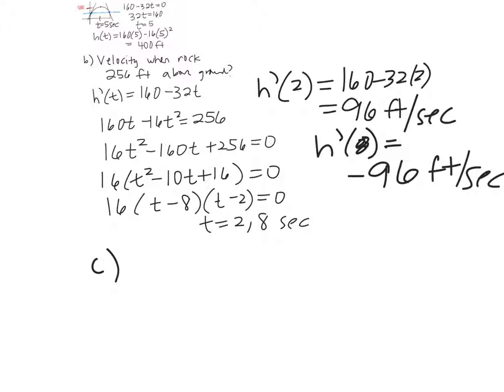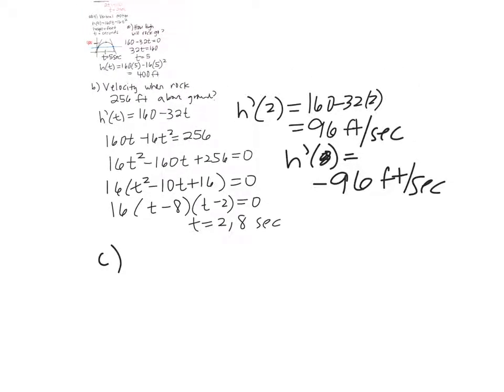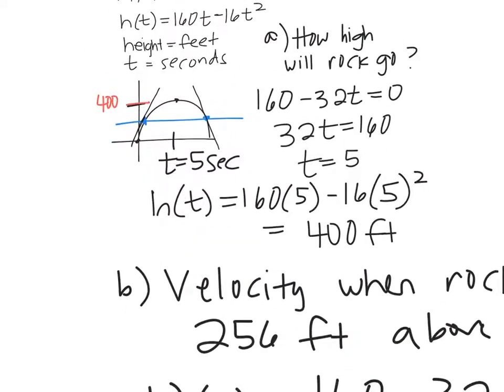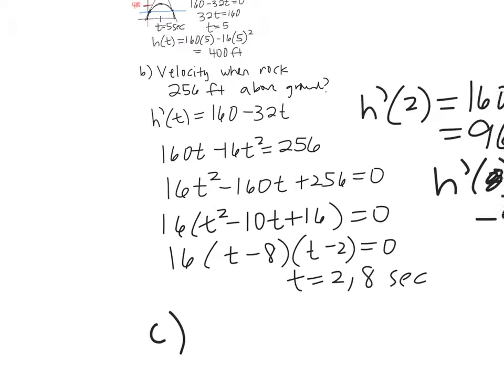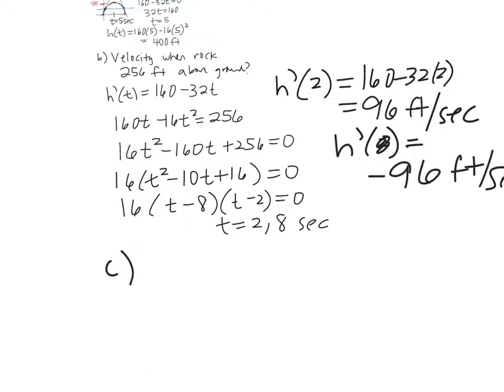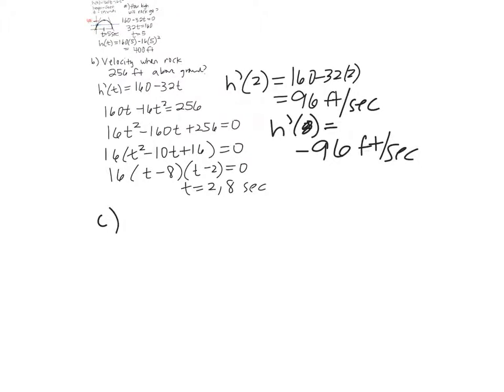So what velocity when the rock is above 256, so it'd be both of the answers? Yes, because there are 2 points when it's 256 feet above ground. See, it starts at 0, it goes up to 400, so it hits 256, and then it goes back down to 0, so it hits 256 on the way back down. That's why when you do this as a quadratic, you get 2 answers. Okay, letter C. What's the acceleration of this thing at any time?